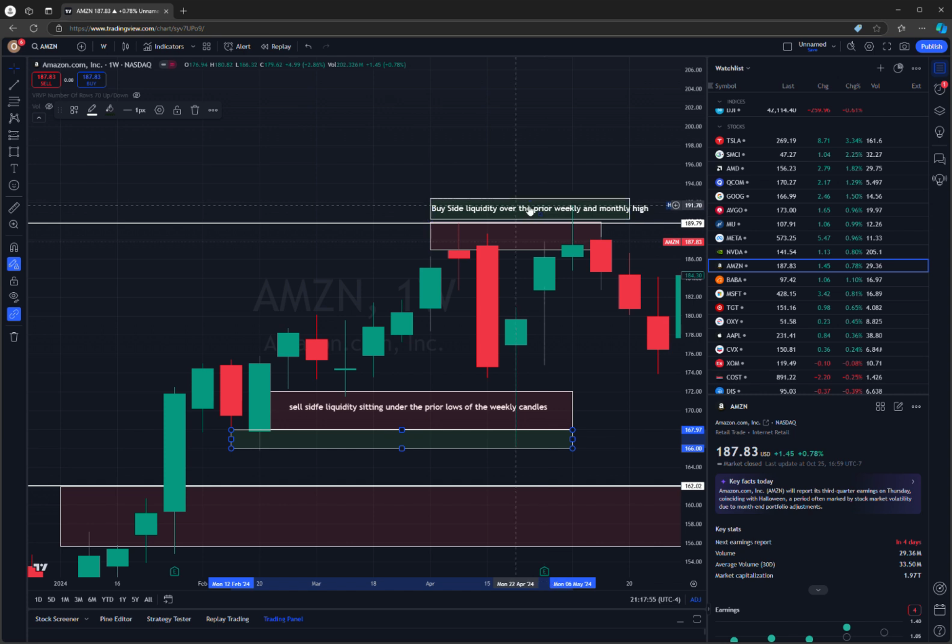Keep in mind, I just drew this rectangle as just a rough idea. I didn't make it exact to the top of the wick, because we didn't have that data. All I was more interested in is just breaking that high.